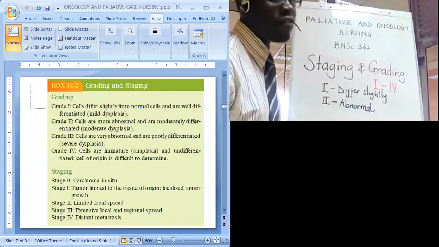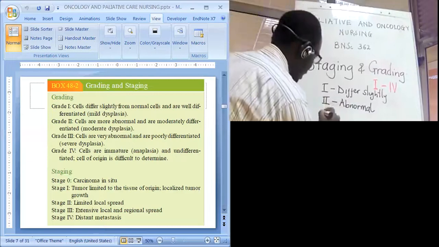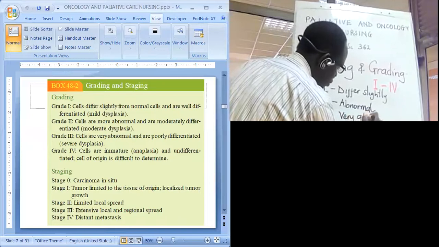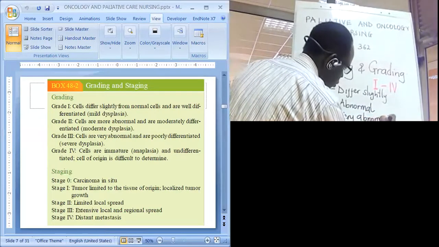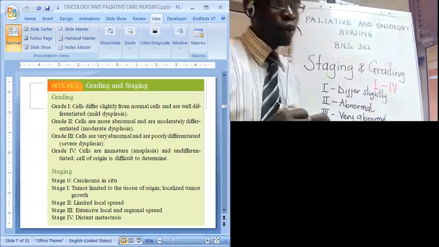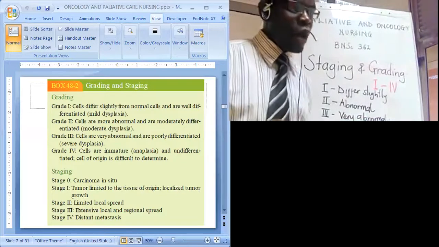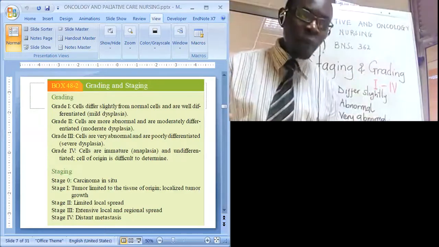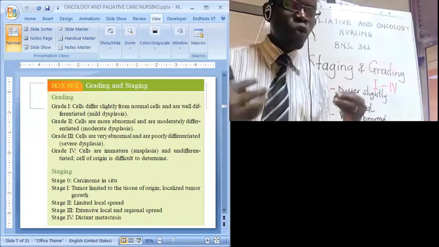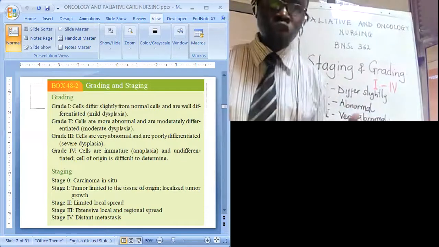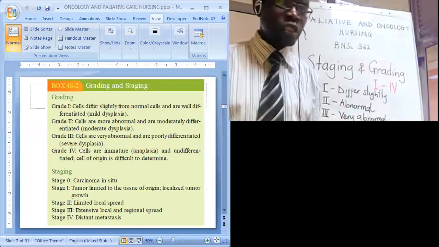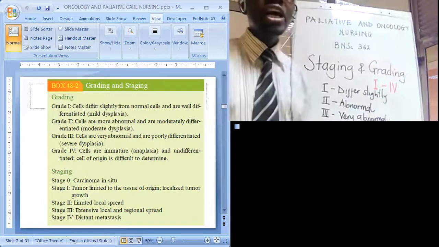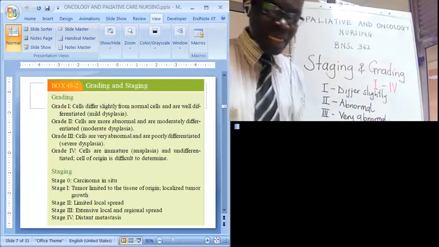In 3, they are very abnormal, as you can see. They are very abnormal and poorly differentiated. In other words, they are unable to perform the role or function that they are supposed to or meant to do. That is what we call poor differentiation. And in 3, they are actually immature. Remember we said that.